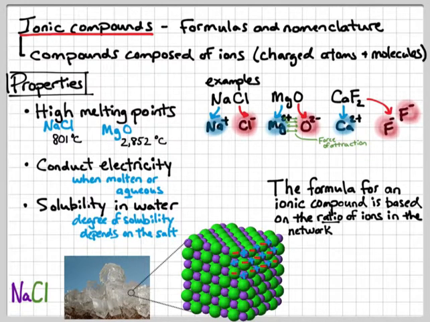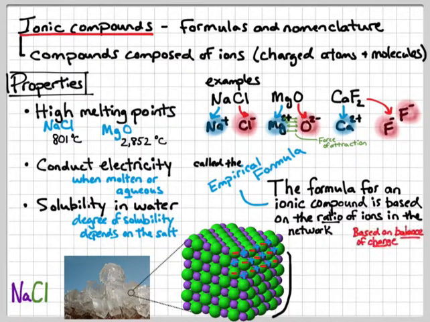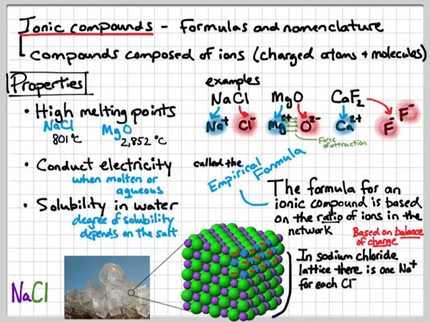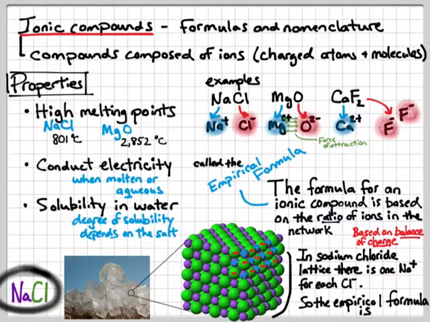And now finally, let's talk about the empirical formula for these compounds. The formula for salts is based on the ratio of ions in the network. So in other words, this empirical formula is based on the balance of charge in the structure. In the case of sodium chloride, there is one sodium ion in the lattice for each chloride. And so the charge is balanced. One sodium per chloride gives a neutral salt, and therefore the empirical formula of NaCl.